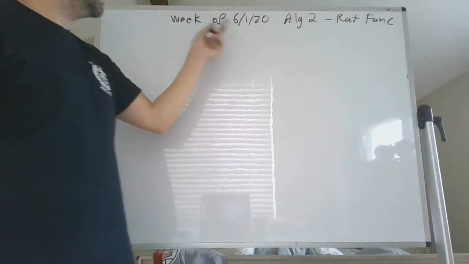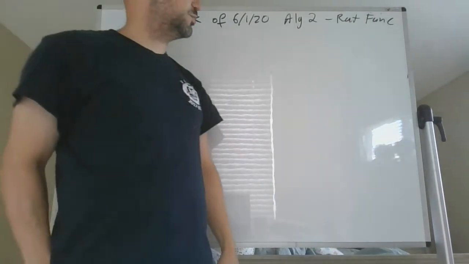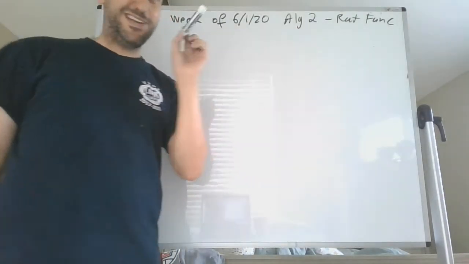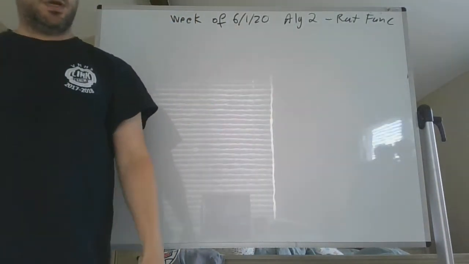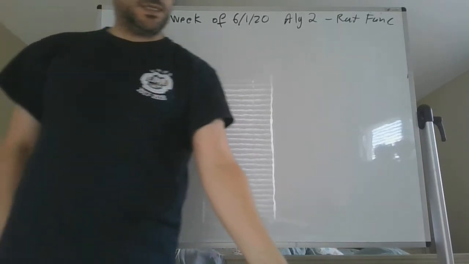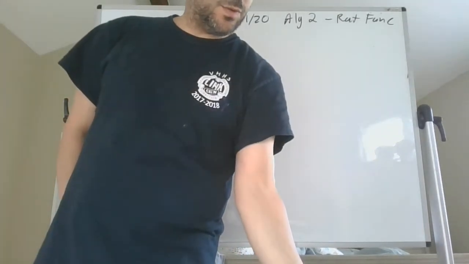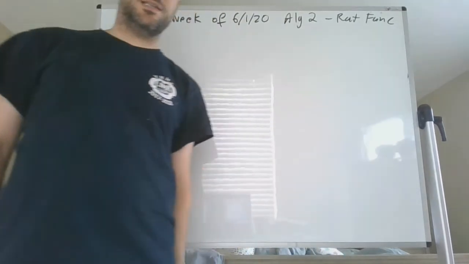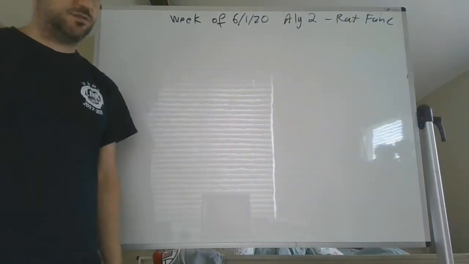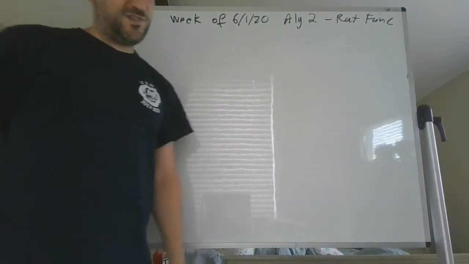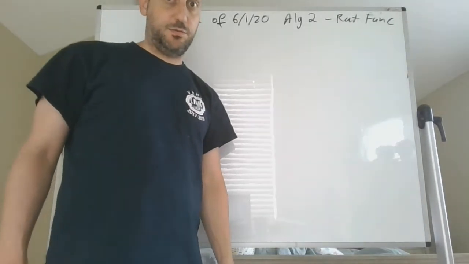For this one, the week of 6-1, June 1st, Algebra 2, we're doing rational functions. We did graphing earlier, so now we're going to be doing operations: adding, subtracting, multiplying, dividing, and even a solving problem, okay? There are 5 types of problems I want to go over now.